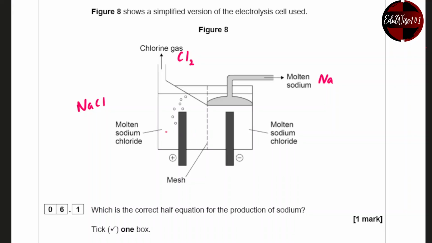So molten sodium chloride will have Na+ and Cl- ions. When it's molten, it breaks down into Na+ and Cl- ions. Now the Na+ ions will be attracted to the negative electrode, and the Cl- will be attracted to the positive electrode.